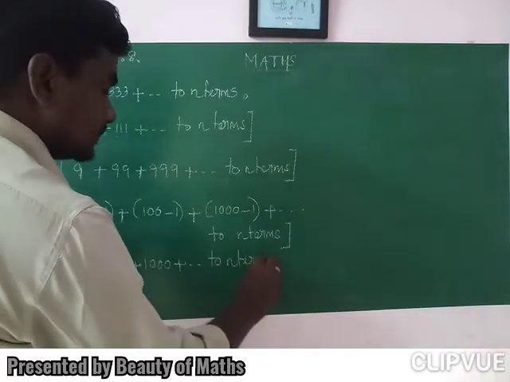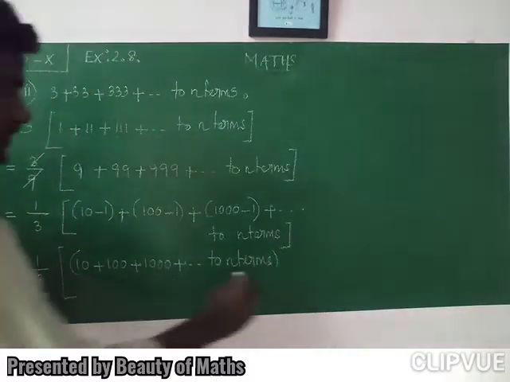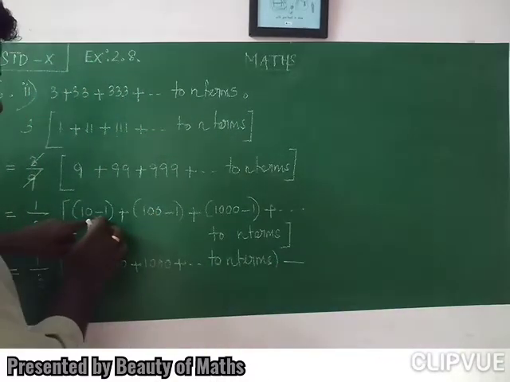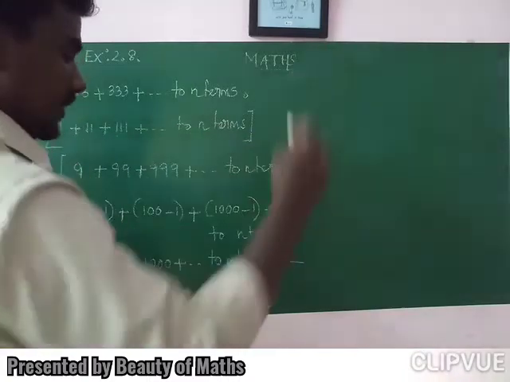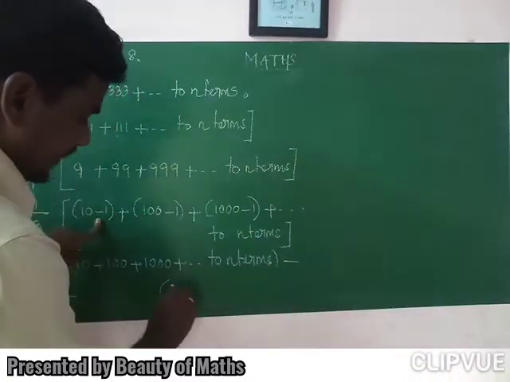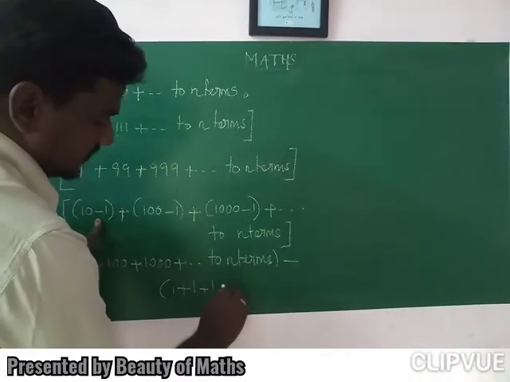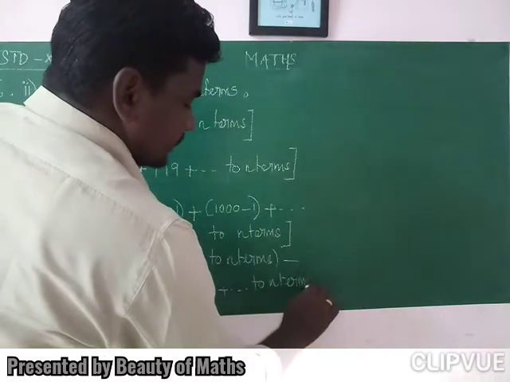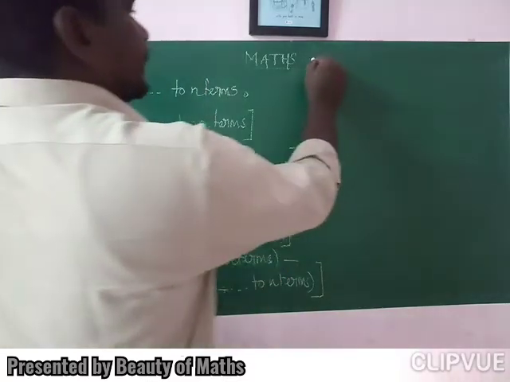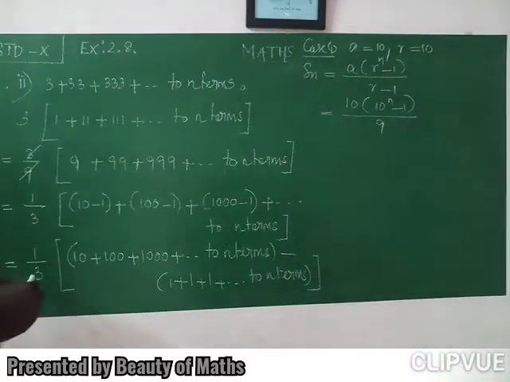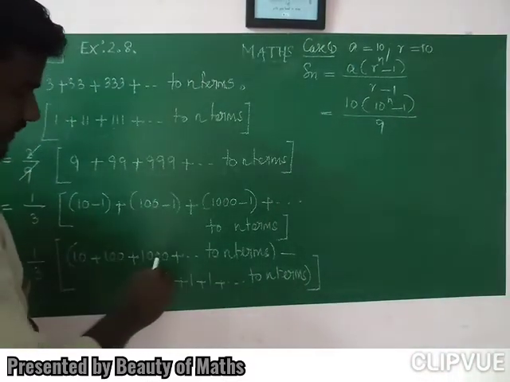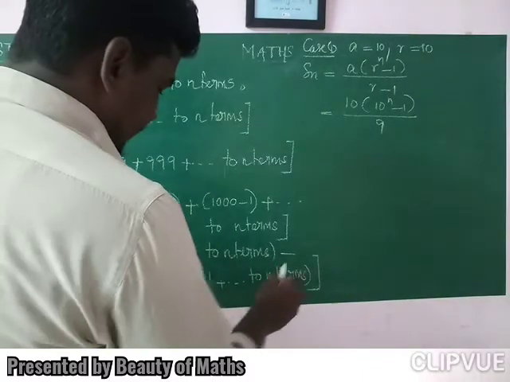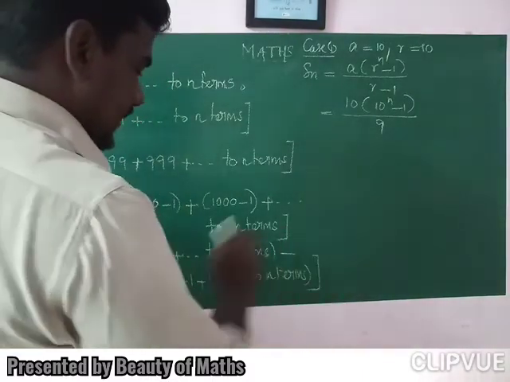This is one series. Bracket, minus. Here minus 1, minus 1, minus 1 and so on. If I take that minus out, what do we have? 1 plus 1 plus 1 and so on to n terms. So 1 by 3 of 10 plus 100 plus 1000 plus and so on to n terms, minus 1 plus 1 plus 1 to n terms.